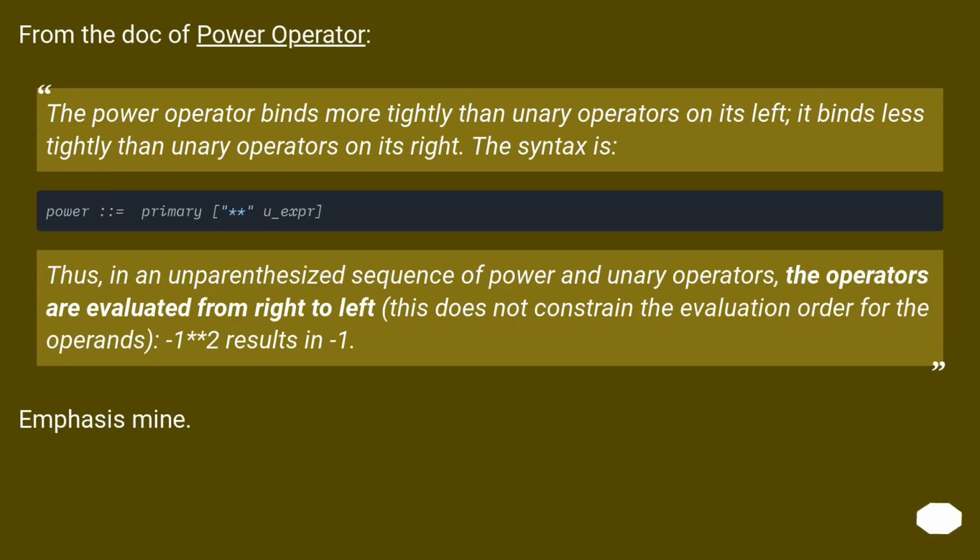From the doc of the power operator: The power operator binds more tightly than unary operators on its left; it binds less tightly than unary operators on its right. The syntax is: thus, in an unparenthesized sequence of power and unary operators, the operators are evaluated from right to left. This does not constrain the evaluation order for the operands. -1**2 results in -1. Emphasis mine.